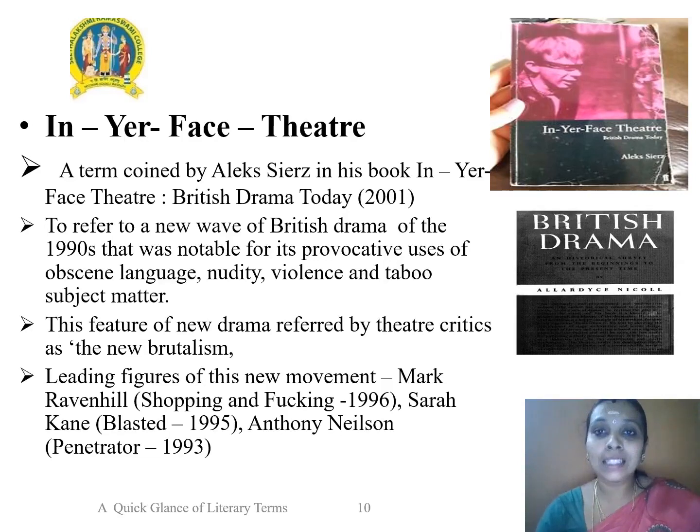Sierz says that it tries to grab the audience by the scruff of the neck and shake it until it gets the message. The term originated from American sports journalism. These features of new drama were referred to by theatre critics as the new brutalism. The leading figures of this new movement are Mark Ravenhill, Sarah Kane, and Anthony Neilson.